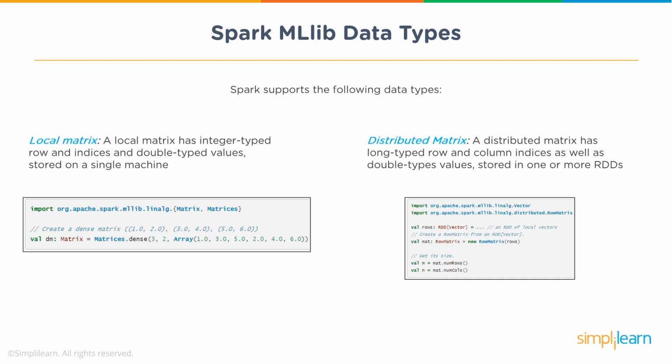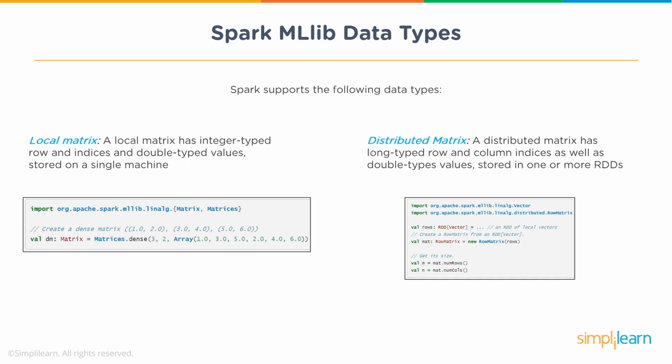You have your row matrix, which is a row-oriented distributed matrix without meaningful row indices, something like a collection of feature vectors. It is backed by an RDD of rows, where each row is a local vector. So when you talk about a row matrix, remember, it is a row-oriented distributed matrix.